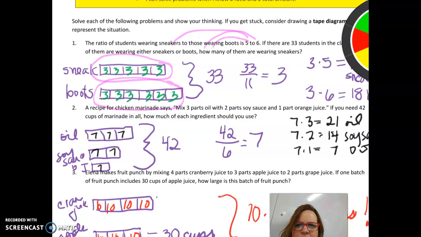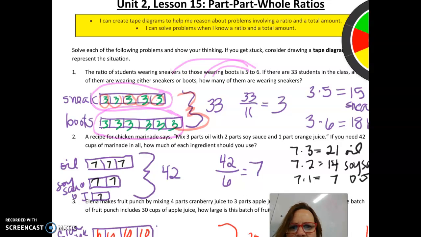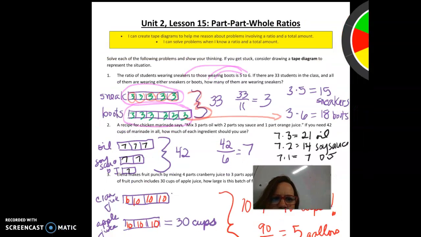And then I know that there are 33 students in the class, and all of them are wearing either sneakers or boots. So that's how I know that this entire ratio diagram represents 33. So now what I'm going to do is count the number of pieces in our strip diagrams, and I know that there are 11 of them. So I'm doing 33 divided by 11, and that gives me the value of each one of these pieces. So now I can look back at the sneakers and do 3 times 5 and get 15 sneakers, and then I can do 3 times 6 right here and get 18 boots.